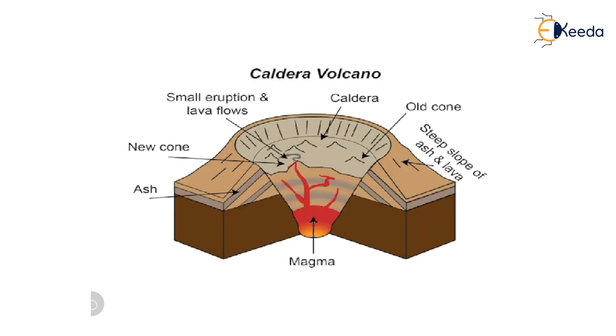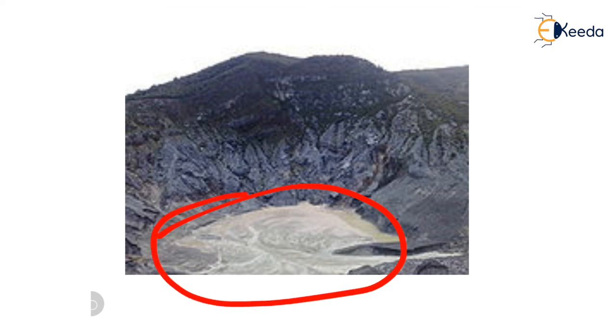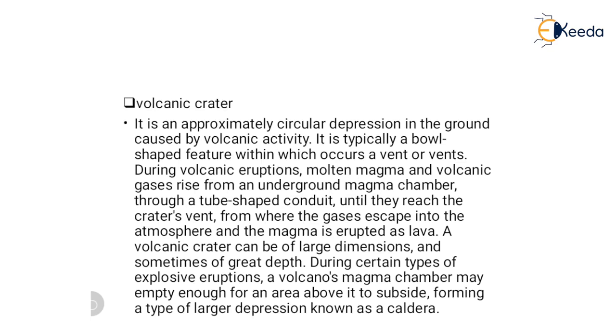See, this is the crater. Basically, all this material is what formed the crater, and the depth is very high. Whatever is in the magma chamber, the mountain material is going to be erupted or removed, and the depression part remains as it is. This is called a volcanic crater.